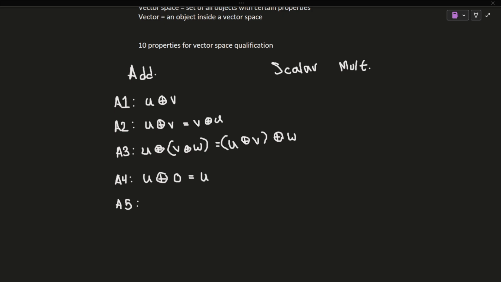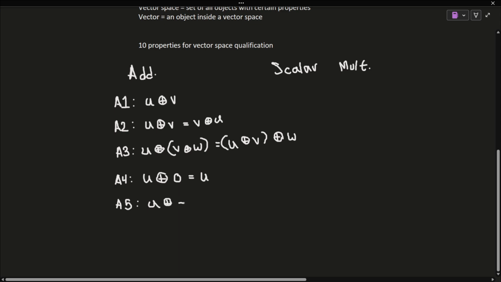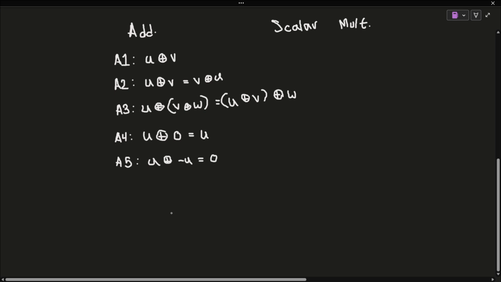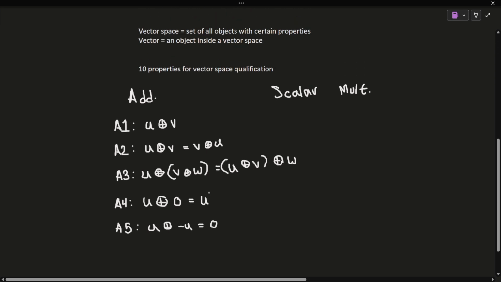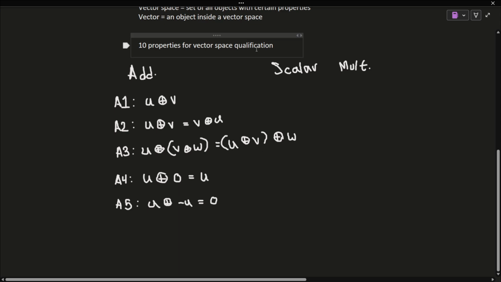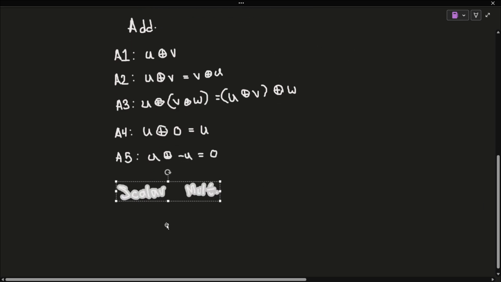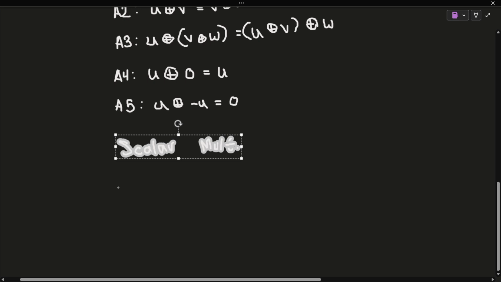Okay, and then A5 is going to be that for every vector u, you need to have an additive inverse of u, which just means that if you have u, you also need to have some vector minus u, that when you add it to u, it's going to equal 0. So if this condition is true, then that means that it'll work out. So I'm going to move this down here so I have more space.